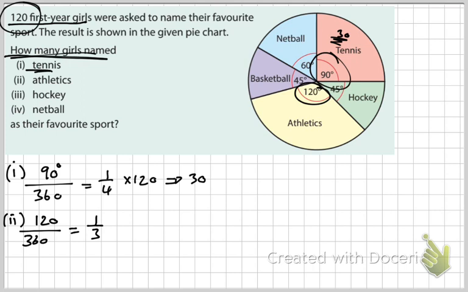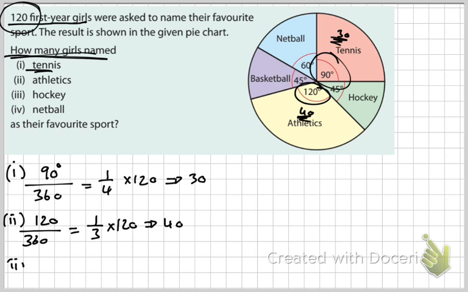So that's 1/3. 1/3 of 120 gives me what? Okay, then that gives me 40. So 40 girls. This is athletics one. This is 40 girls if you want to put the number in beside it.